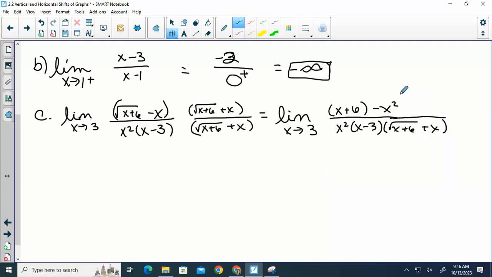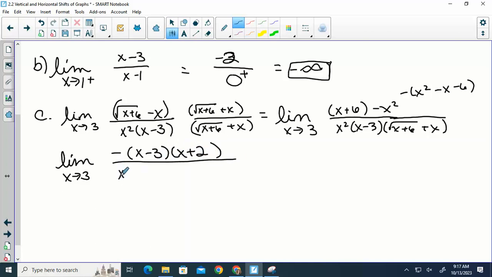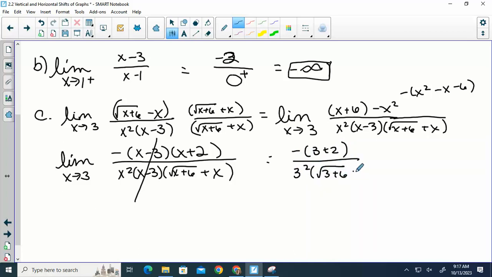No. But on the top, if you take out a negative, then you have x squared minus x minus 6. And what can we do with that? So multiply to negative 6, add to negative 1 will be a negative 3 and a positive 2. So now the x minus 3 is canceled, and that's what was causing my problem. So now we can plug in. So we get negative 5 over 9 times the square root of 9, which is 3, plus 3 is 6. So negative 5 over 54.